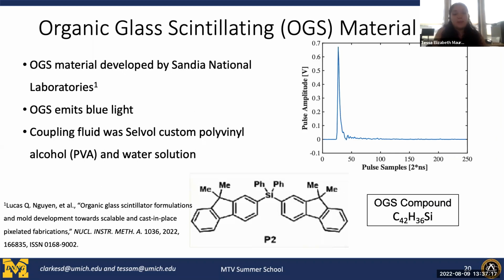This is a little more background on what the actual OGS material is made up of. As I said before, this is pretty new, from Sandia National Labs. It's emitting in the blue light spectrum, and you can see an example of a pulse from our actual OGS scintillator here on the top. This is what a typical pulse looks like that we see from the scintillator. The material is mainly made up of this compound, C42H36Si.